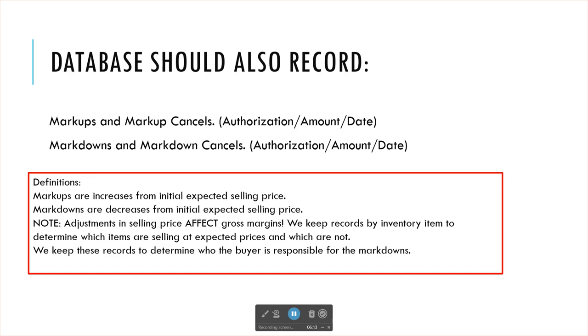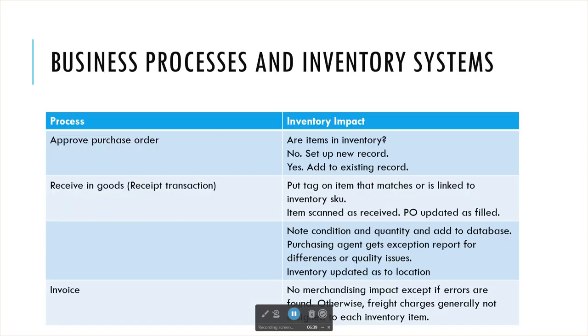These adjustments in selling price will affect gross margin, and we need to keep them by the particular inventory item, so we know who the buyer is that's responsible for these items. If you notice up here by markups and markdowns, I say authorization, because if we sell items for less than their original expected retail value, there needs to be a system of authorization in place that determines all of this.